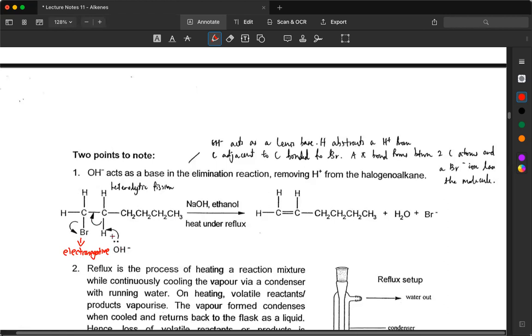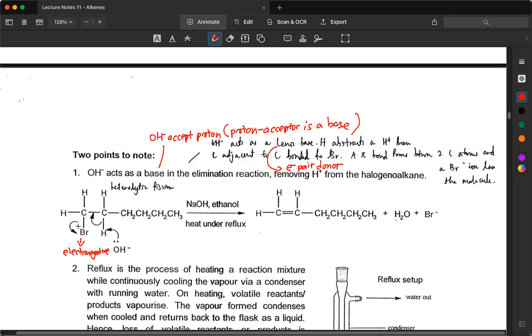So the OH minus removes the H. It's acting as a base because it removes H. It is accepting a proton. So it's a base because the OH minus accepts a proton. A proton acceptor is a base. Just a recap on what you learned under bases. We can also look at it as a Lewis base because it is an electron pair donor. We can also classify it as a base from this perspective.